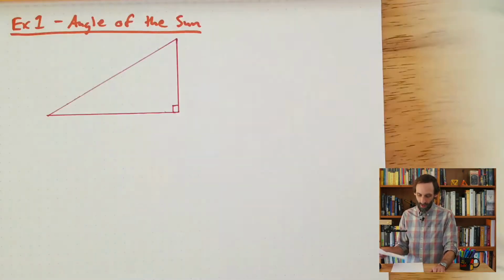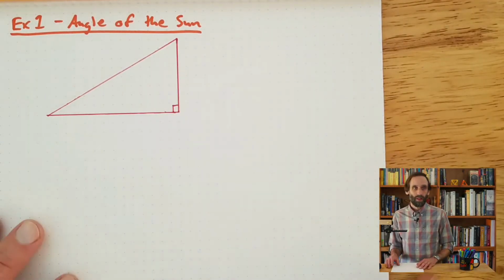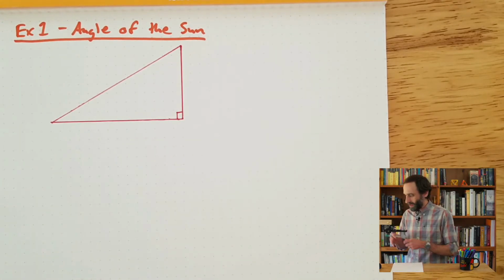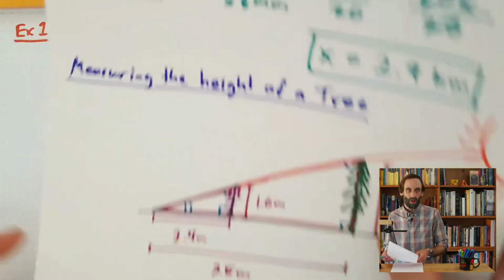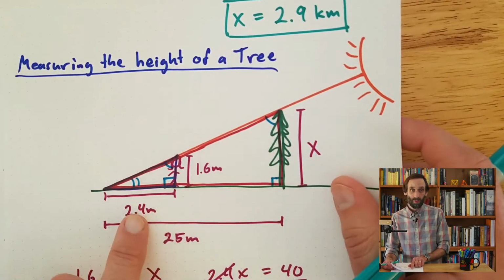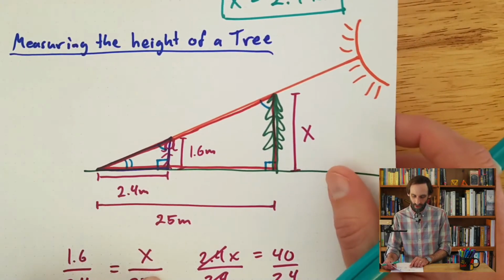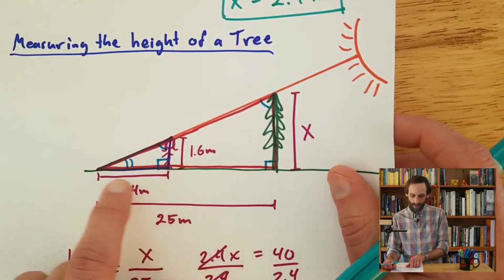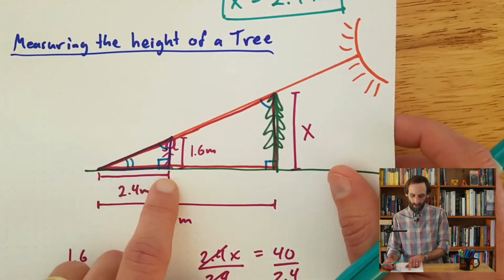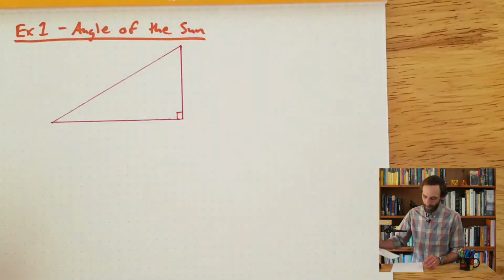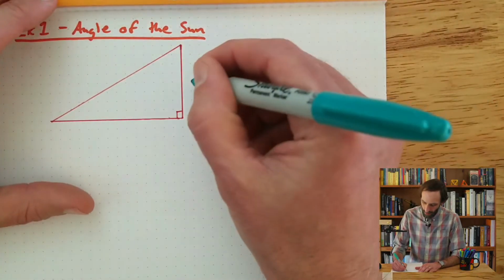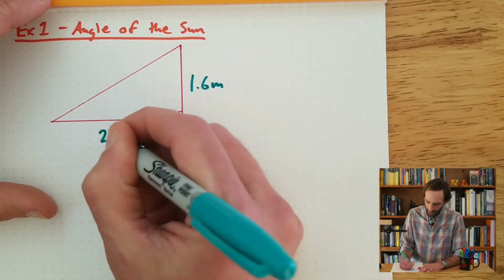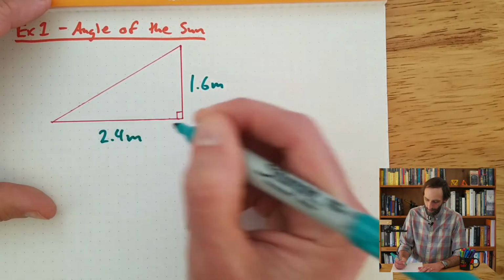So first of all, we're going to need a triangle here, and let's go ahead and put in the measurements. We'll go ahead and use the smaller of the two triangles. They're similar triangles. You can use either one because they're proportional, but we'll use the one based on the person. So the height is 1.6, the rise, if you will, and the run is 2.4. So let's write those in. We have 1.6 meters and 2.4 meters.